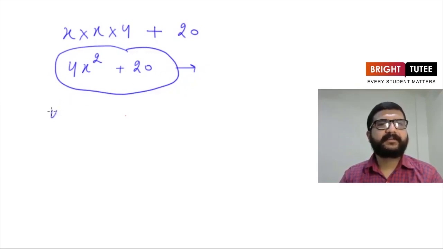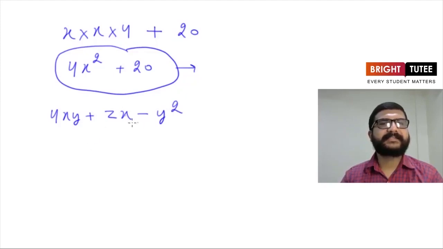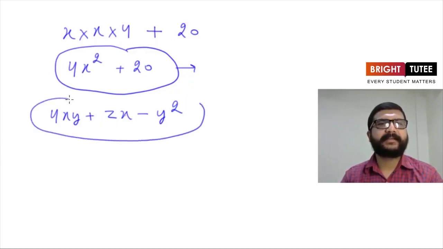Now let's say we are having 4xy plus zx minus y square. Now again this is an algebraic expression because here first 4 is multiplied with xy, and how is xy formed? xy is formed by multiplying x and y together. Here two variables are multiplied and then we added the product of z and x with it, and then we subtracted y square from it. And how did we form y square? y square is formed by multiplying y with y, that is by combining two variables which are y. So this is again an algebraic expression.